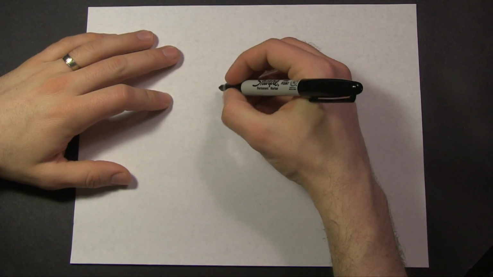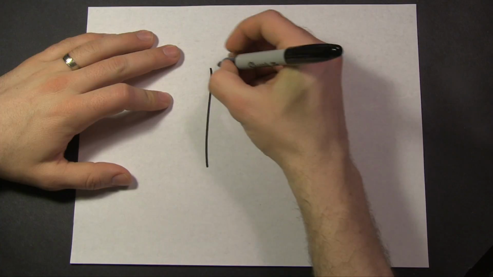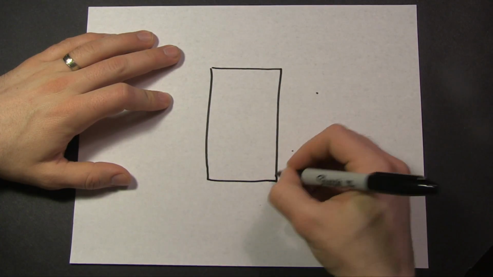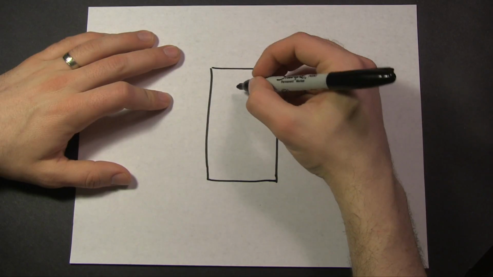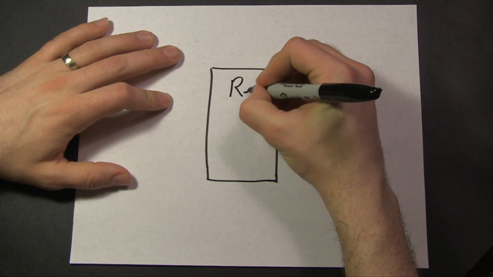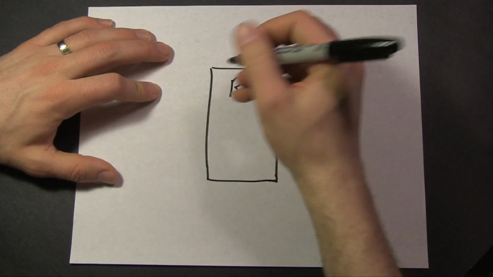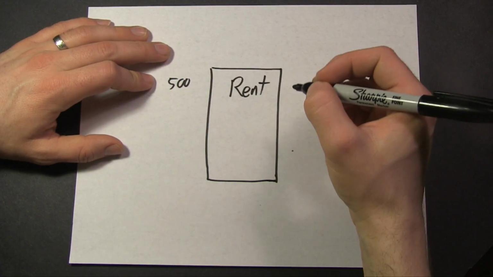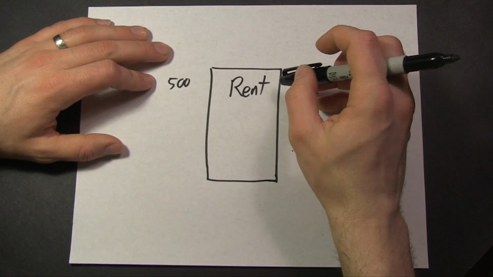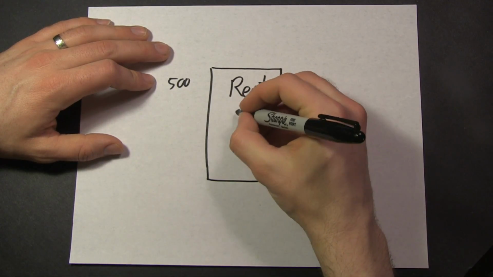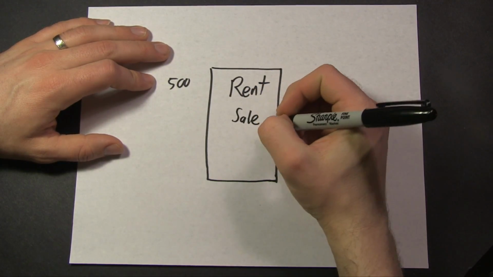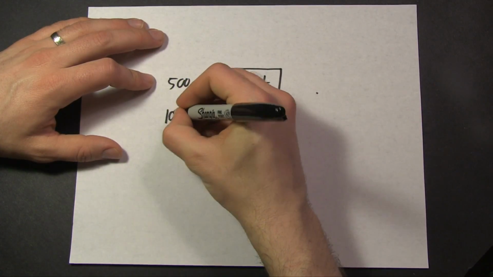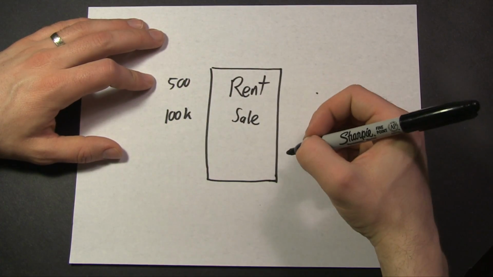Okay, so in a lease option, you're going to have a contract that you're going to sign. It's going to be very similar to a normal rental contract. You're going to have a rent amount that's going to be paid every month. And for our scenario, we're going to say it's going to be $500 per month. Now, because this is a lease option, you're going to set the sale price right up front. So in our scenario, we'll say that the sale price is going to be $100,000.